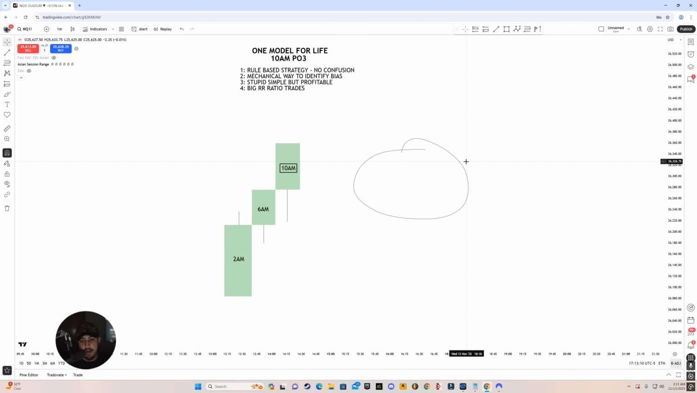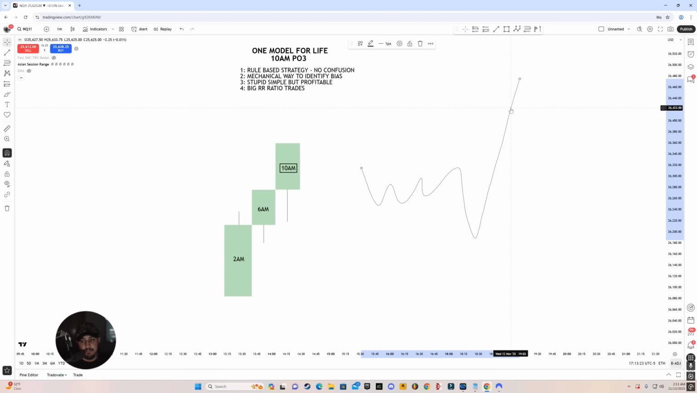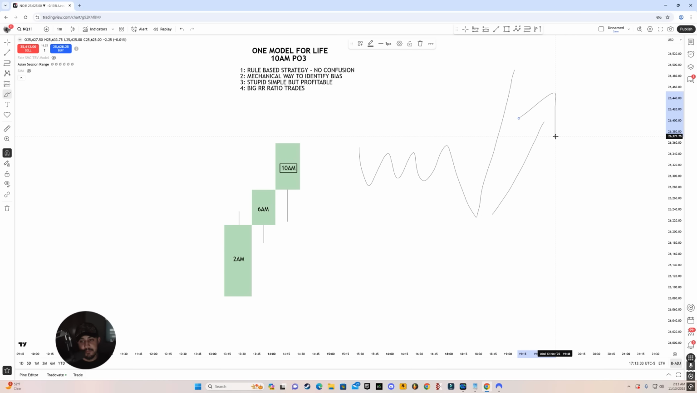So here is what we're going to do. We're going to be trading the 10 a.m., and we're going to be entering somewhere around here on the 10 a.m. candle. Okay, so when it opens, I want to see what? A manipulation move. Okay, and then we're going to catch the move to the upside. But how do we know that price is going to manipulate to the downside instead of upside, and how do we know that price is going to distribute to the upside? Well, that's where the mechanical way to identify the bias for the 10 a.m. candle comes in.